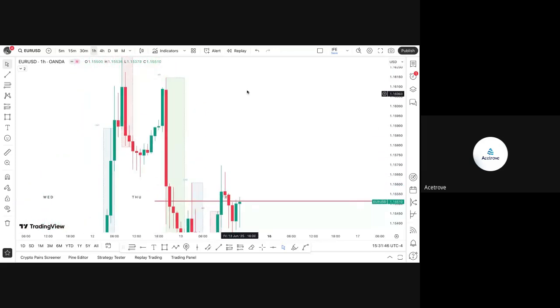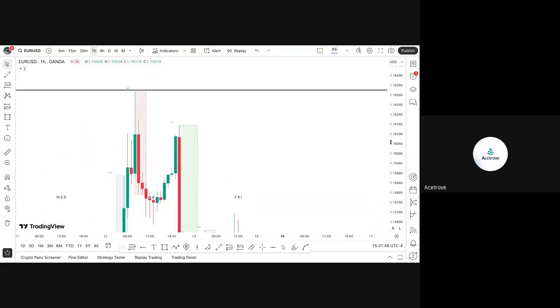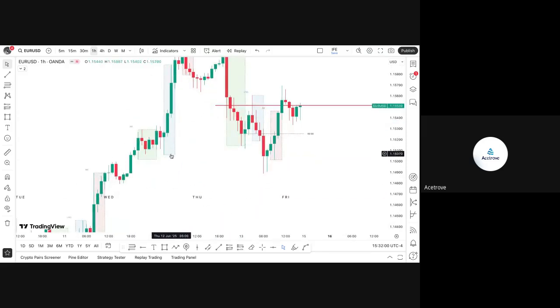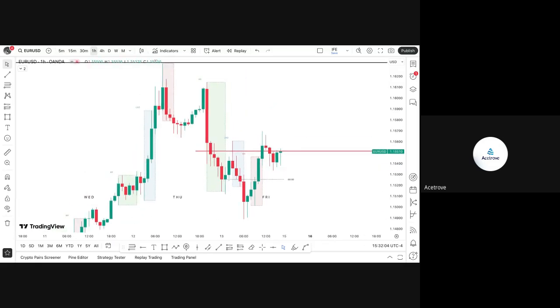Very, very easy. Once you know the two candles beside it, this is a high because obviously it's higher than this one and it's also higher than this one. So this is a high. This is also a high. This is a low. This is a low. This is a low. This is a low. So that's very easy. Just look at the two candles beside it.